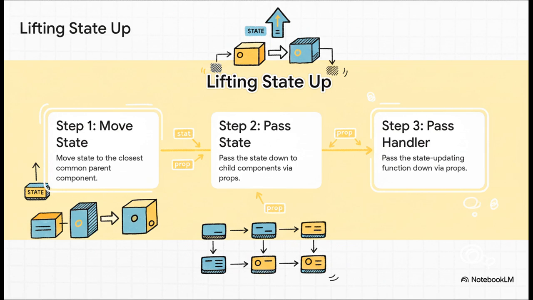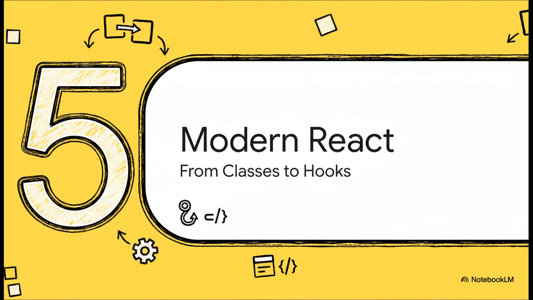And here's the clever part, step 3. You also pass the function that changes the state down as a prop. That way, the children can still tell the parent to update the data. You know, if you understand these 3 core ideas, components, state, and props, you are firmly on the modern React roadmap. You've got the fundamentals.